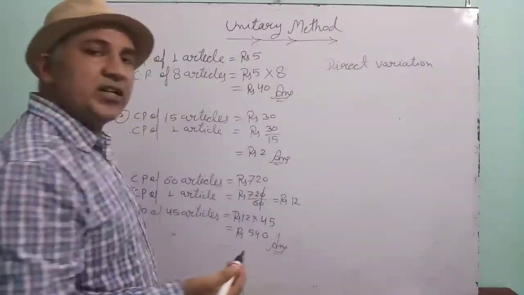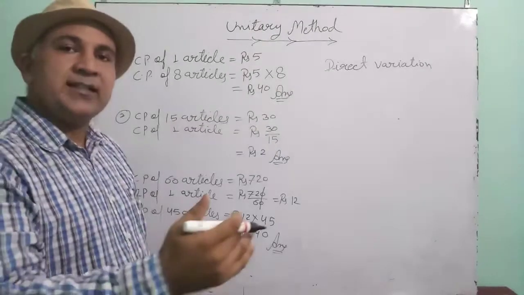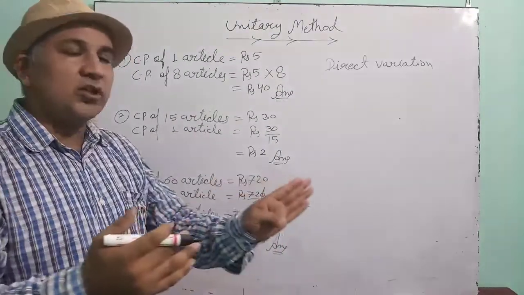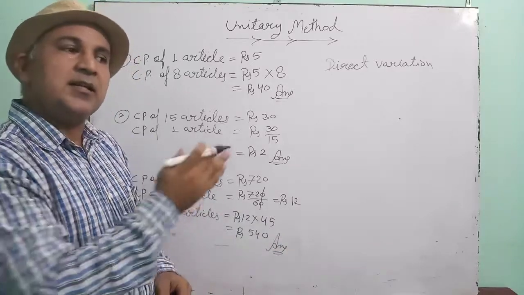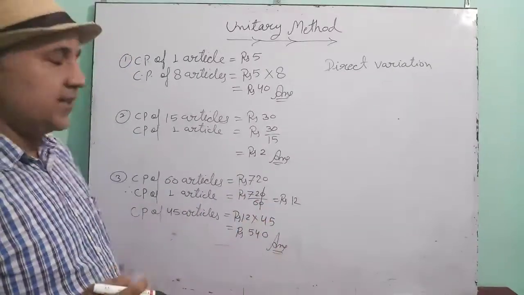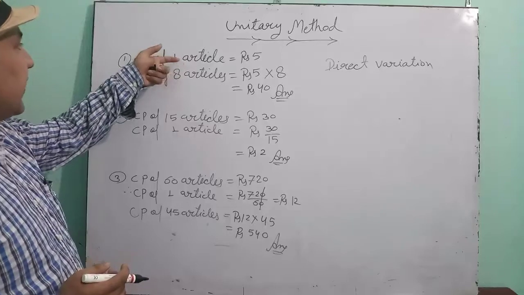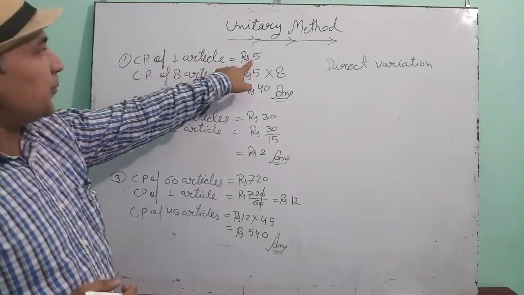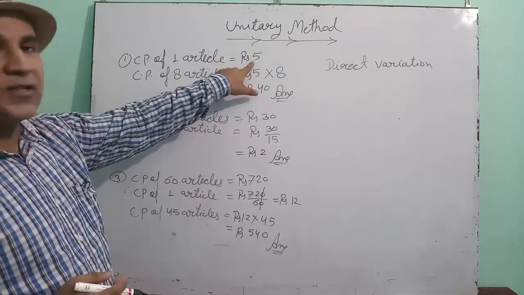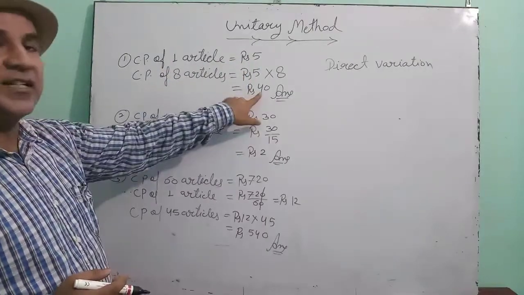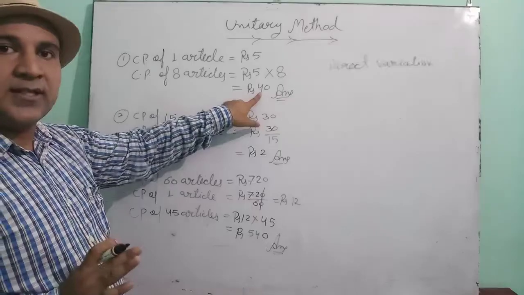What is the direct variation? If one quantity is increasing, then second quantity is also increasing. If one quantity is decreasing, then second quantity will also decrease. See here, number of articles is increasing, so price of the article is also increasing. Cost price of 1 is 5, then cost price of 8 is 40. Are you noticing it?